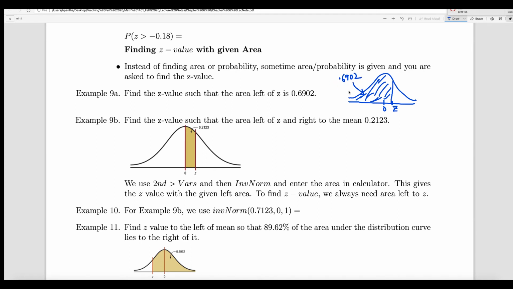So how do I do that? You do inverse norm and then enter that left area. Okay, inverse norm and enter the left area. Or if you are using TI-84 Plus CE, then it is even easier.